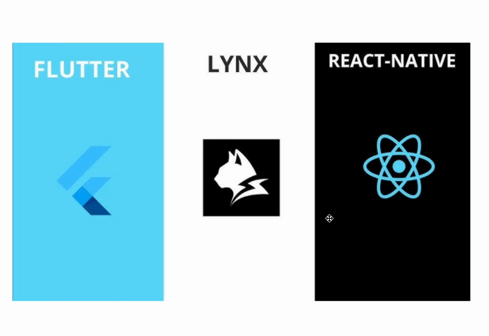React Native, Lynx.js and Flutter are all used to build cross-platform mobile applications, but they are different in maturity, architecture, and ecosystem strength. Let's start with React Native. React Native is developed by Meta and allows you to build Android and iOS apps using JavaScript or TypeScript.